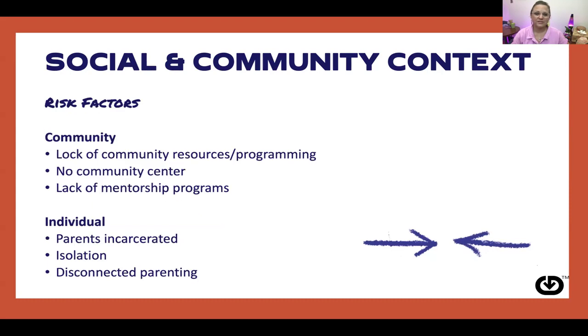So risk factors for social and community contexts in the community itself is look for a lack of community resources or programming. There's no community center, or there's a lack of mentorship programs. And as for individuals, look for parents who are incarcerated, if patients are isolated, or if patients are displaying signs of being a disconnected parent.